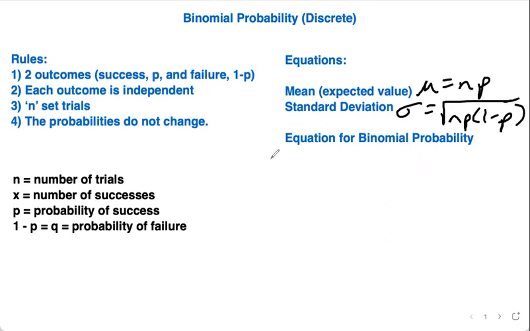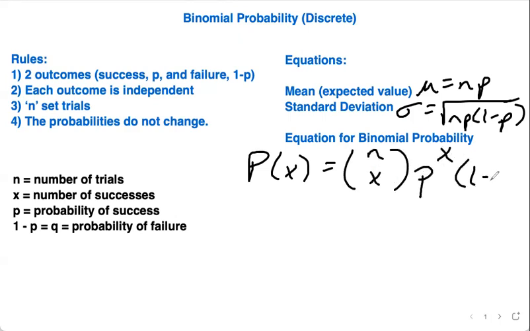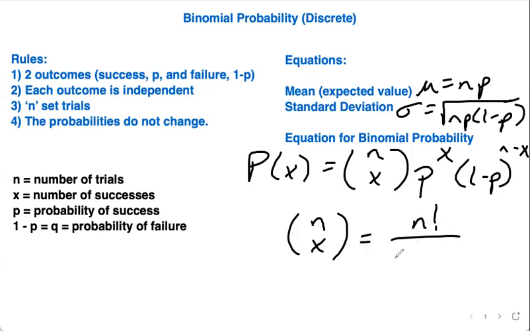Now, overall, if I want to find the probability for a binomial distribution, the probability of x successes happening is going to be what's called n choose x, p to the x, 1 minus p to the n minus x, where n choose x is actually the number of combinations. The actual formula for it is n factorial over x factorial times n minus x factorial. Again, this right here is used for the number of combinations.